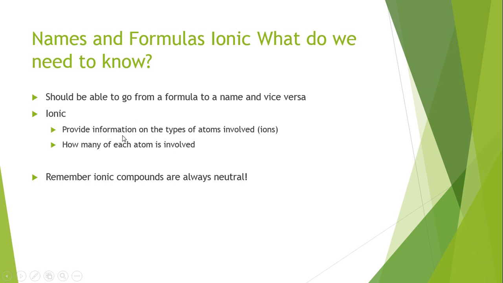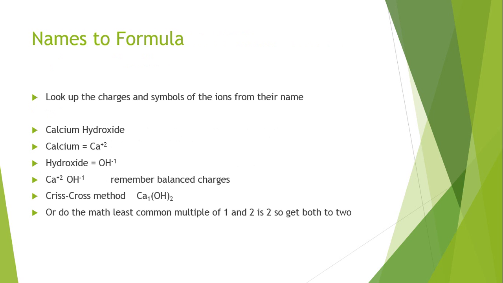So again, we're going to need to provide information on the types of atoms involved and how many of each are involved. So remember, first off, that ionic compounds are neutral. It's going to be something that's going to come up over and over again. So if we're going from a name to a formula in an ionic compound, it's pretty simple. You really just need to look up the charges and the symbols for the ions and then go from there.